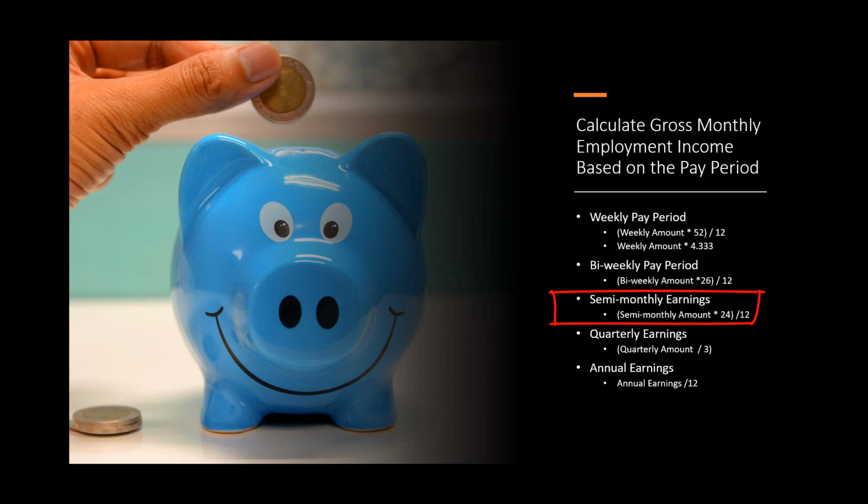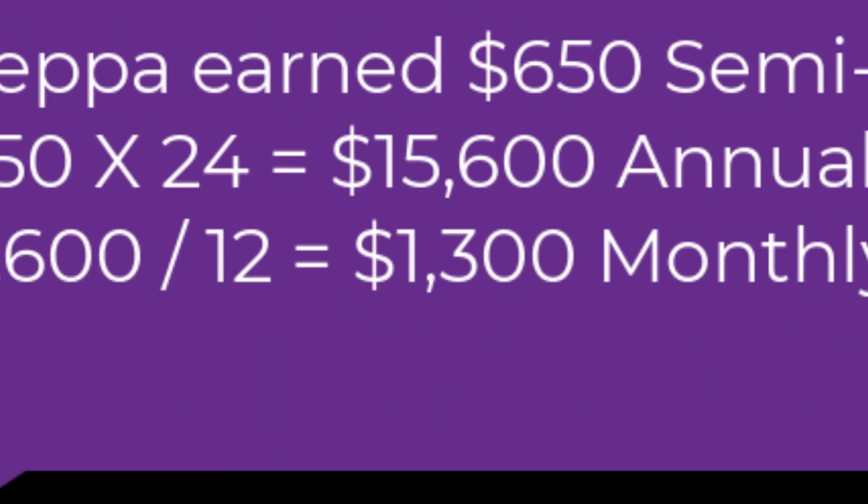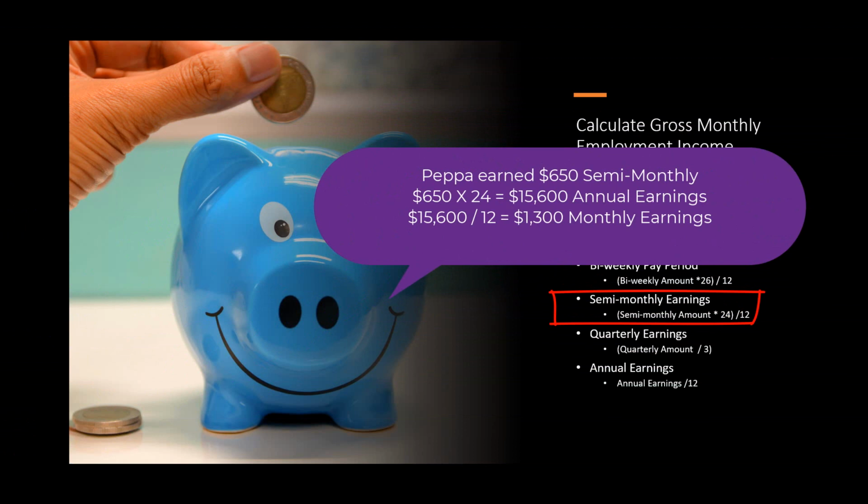For semi-monthly pay periods, here is how the 2-step process works. Multiply the semi-monthly pay amount by 24 to arrive at the annual earnings. Why would you multiply the semi-monthly pay amount by 24? If you answer because there are 24 semi-monthly pay periods in a year, you are correct. Instead of Peppa making $650 biweekly, she made $650 semi-monthly. How much does she earn monthly?